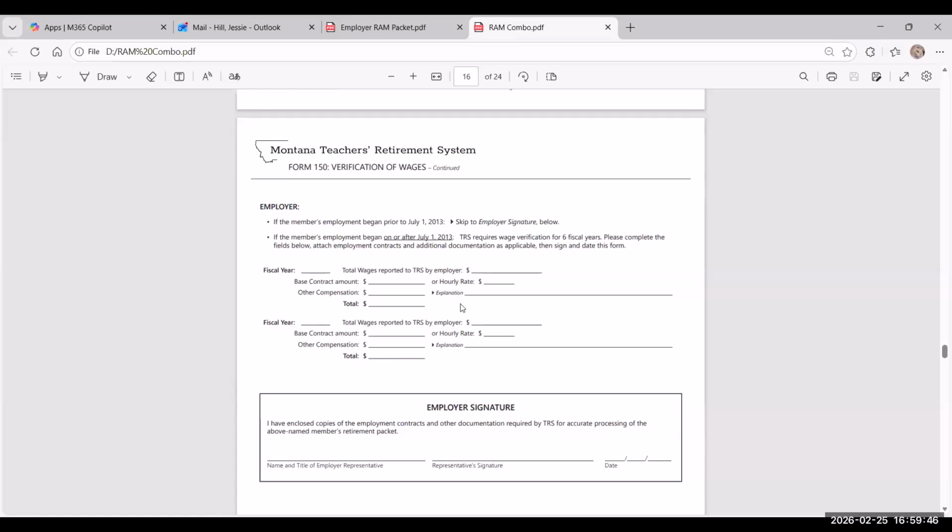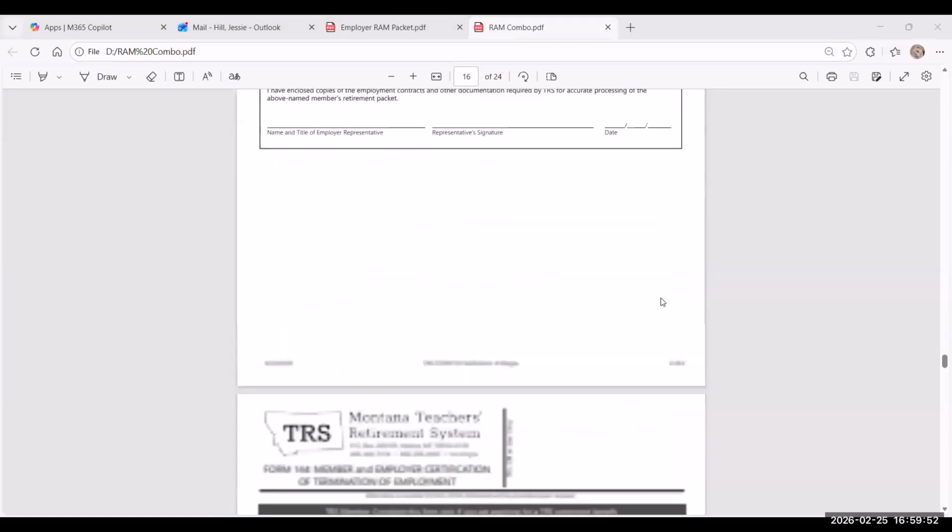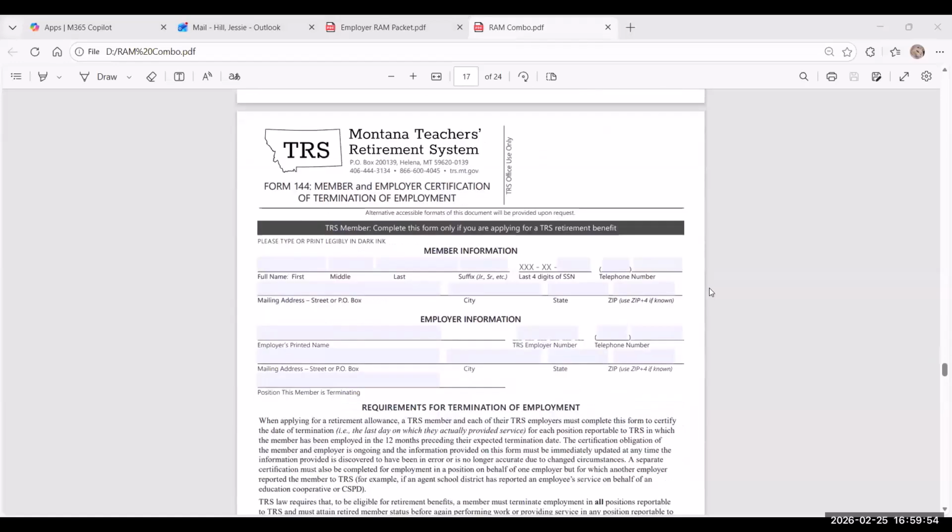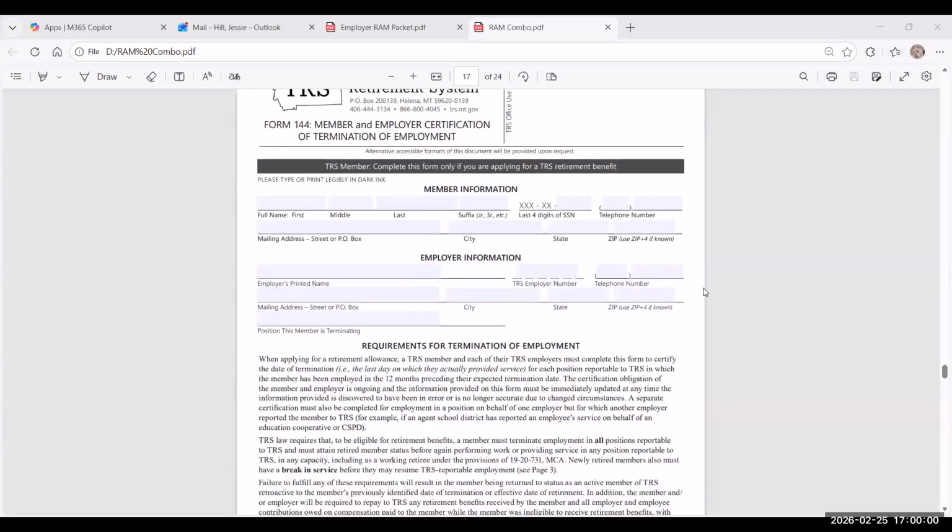Thanks, Janelle. So yeah, I'll just carry on here, going over the rest of the employer-related forms in the members packet. The next one is Form 144, Member and Employer Certification of Termination of Employment. You can see on here, it's pretty easy to fill in the first page with member information and then employer information. Oftentimes we'll have you guys complete this section because the members don't really have that TRS employer number, although you should.